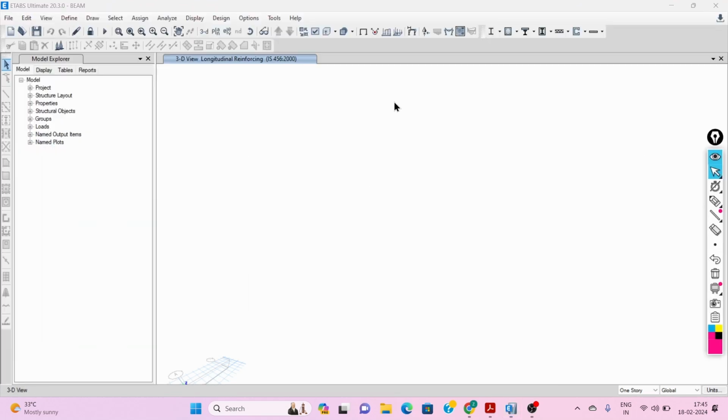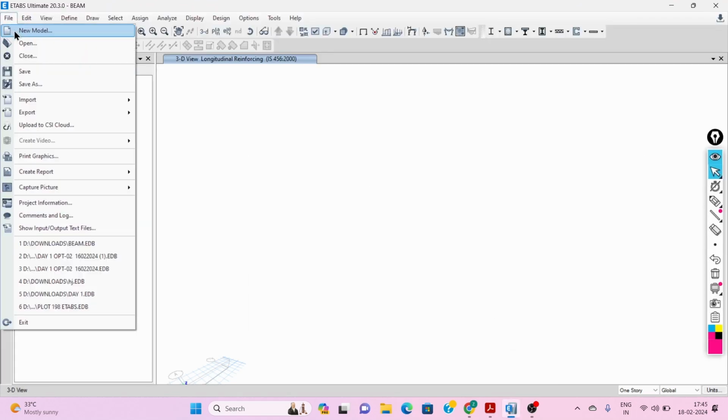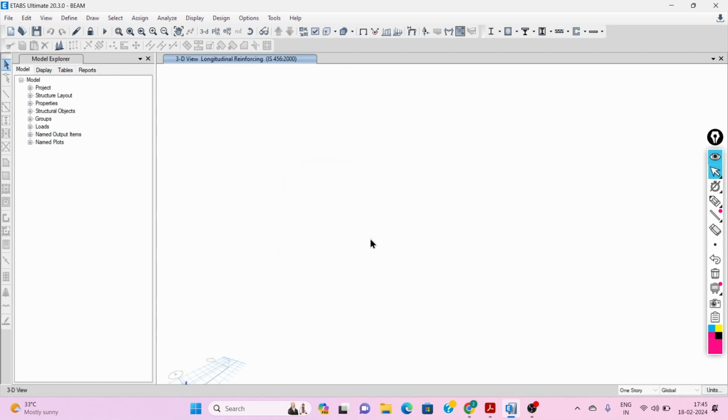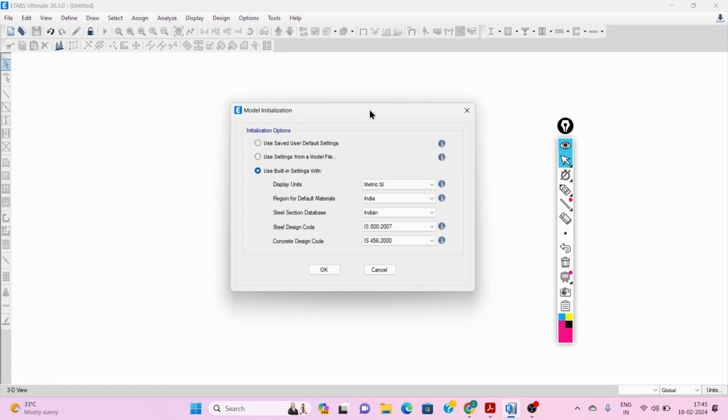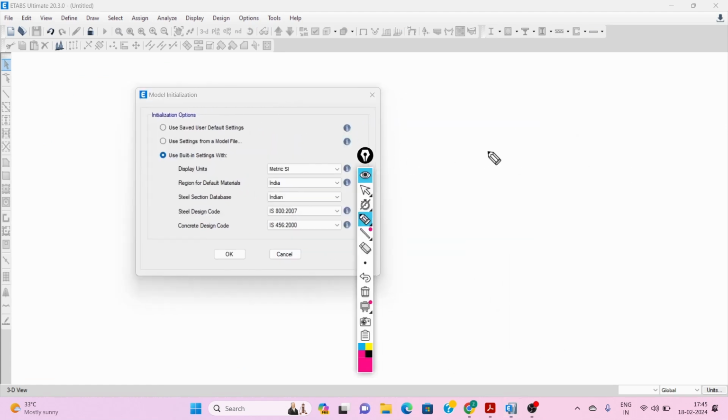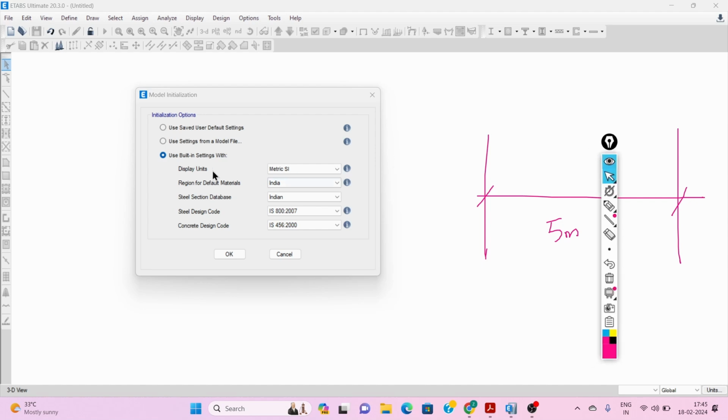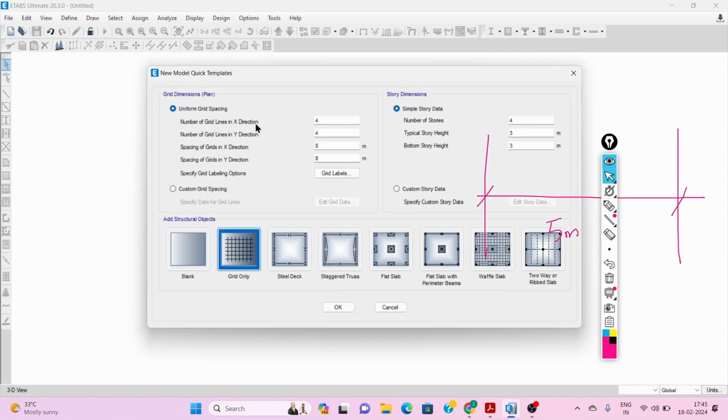Here I'll take a new model. Okay. Here we need only one beam, so we need 2 grids, grid 1 and grid 2, with a 5 meter spacing. Here I'll choose all the initial settings, codes and all according to the Indian standard and metric SI. Just click on OK. Here I'll take X direction.